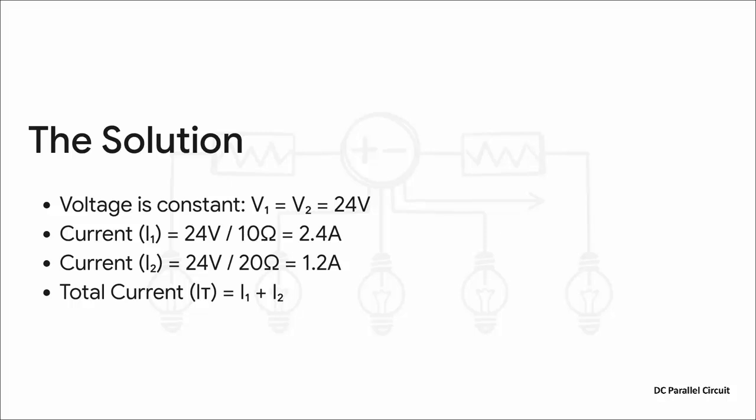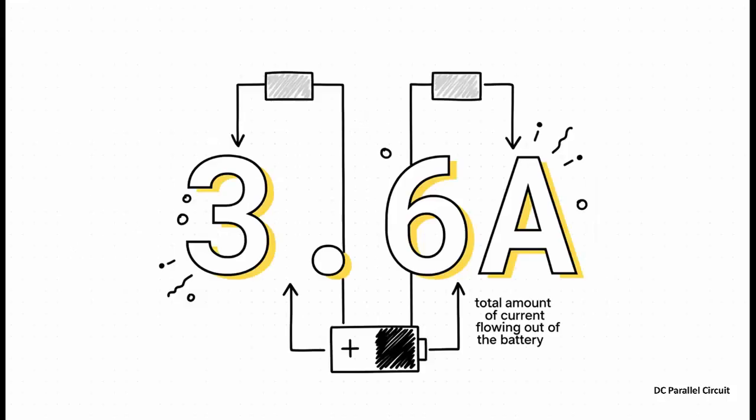Now we use Ohm's law on each branch by itself. The first branch, with a lower resistance, draws 2.4 amps. The second branch, with higher resistance, draws 1.2 amps. And finally, we use rule number 2. The total current is simply the sum of those two branch currents. And that gives us a final answer of 3.6 amps. That's it. That's the total amount of current flowing out of the source to power both of those components. See, when you follow the rules, it all just falls into place.